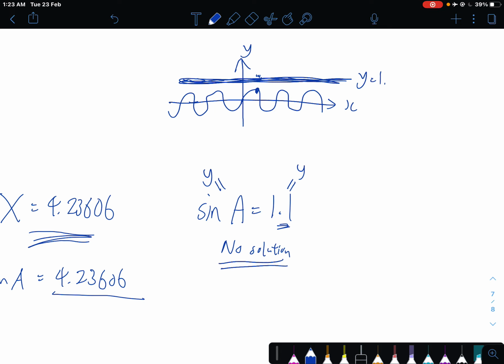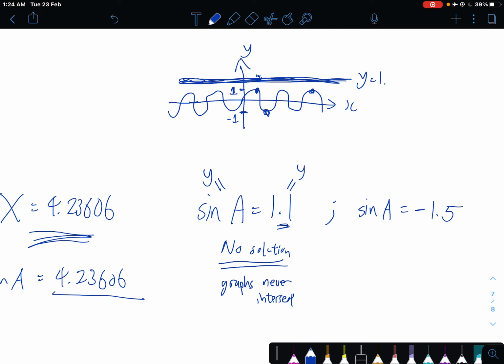They don't intersect. The graphs never intersect. Another example would be sine of A equals -1.5 or something. As long as it's more than 1 or less than -1, you cannot solve it, because the sine and cosine curve maximum is 1, minimum is -1. Okay? Wow, that's a very ugly -1. Oh no, oops, wrong position. Somewhere here, -1, 1. Okay?